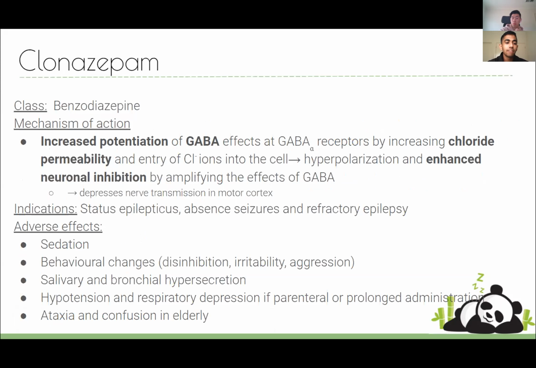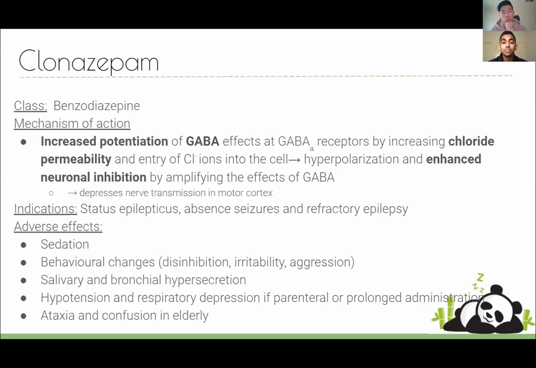All right, then we have clonazepam. So that's a benzodiazepine. So this is what I was talking about before. One of those drugs that we can use for emergencies where we have that status epilepticus, because it's really strong. And again, instead of inhibiting the breakdown of GABA, we're going to increase our potentiation by increasing chloride permeability. So it's basically going to make the effects of GABA stronger at the synapse.